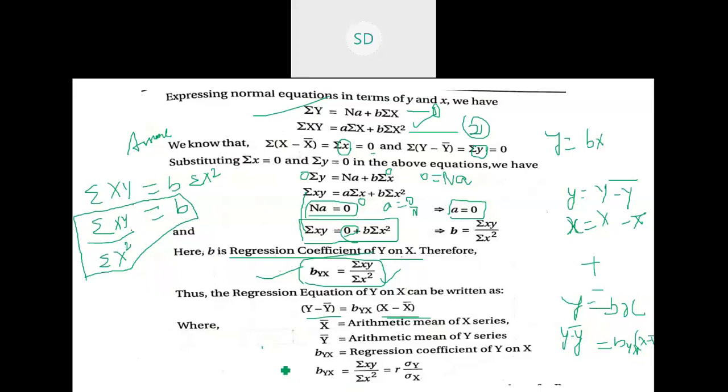Okay, then going on further, they've just given the same equation notations, that is x bar is the arithmetic mean of the x series, y bar is the arithmetic mean of the y series, byx is the regression coefficient of y on x, and the byx formula is summation xy by summation x square, that is nothing but correlation coefficient into standard deviation of y by standard deviation of x. Now here they have not given how they arrived at this expression. Let us see that later, because it will be complicated for you to understand every derivation. So this basics is enough for us.